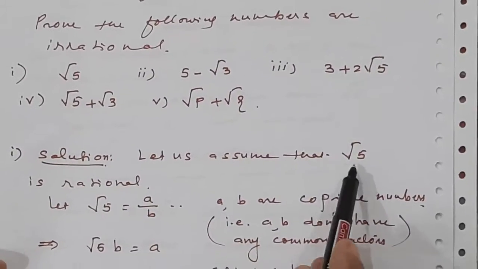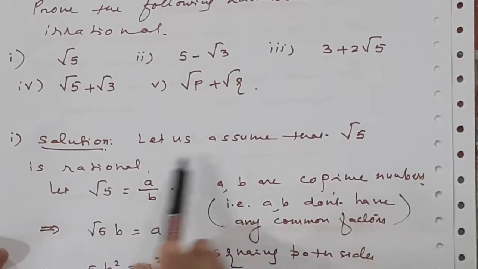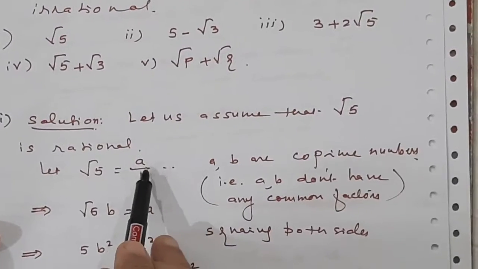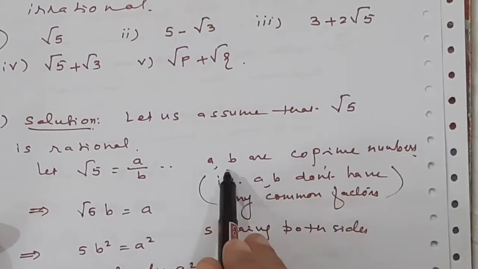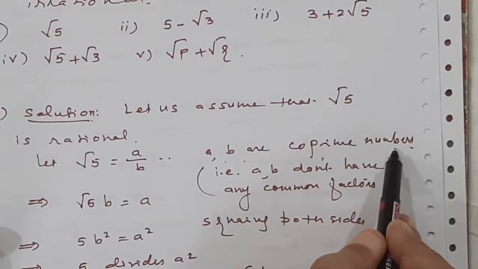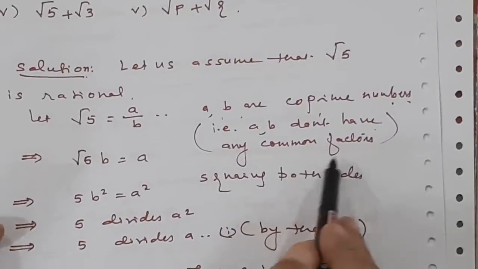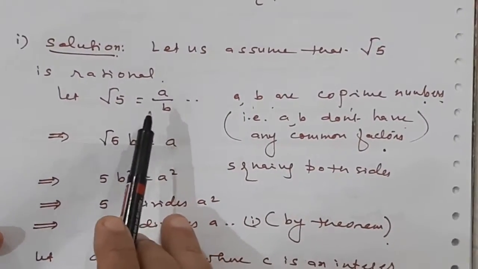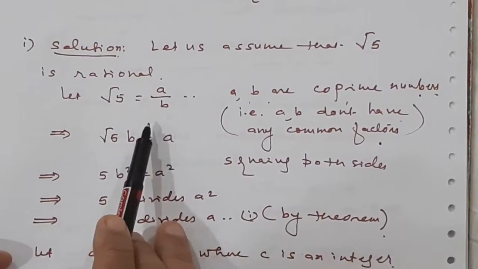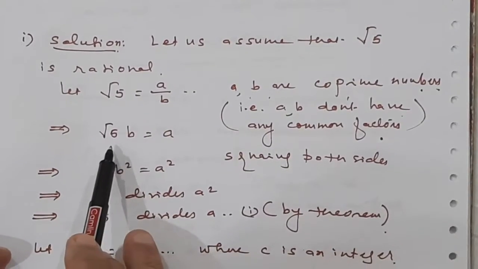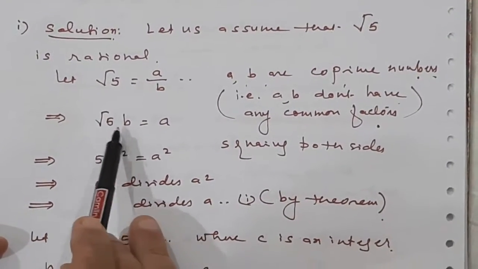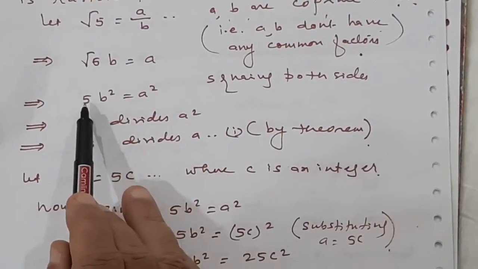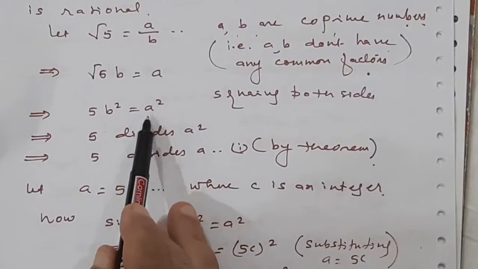So let us assume that root 5 is rational. Let root 5 equal a upon b, where a and b are co-prime numbers. That means a and b do not have any common factor. Now similar as we did earlier, this is just repetition. Now multiplying both the sides by b. So root 5 b is equal to a. Squaring both the sides. Root 5 square is 5, b square is b square, a square.